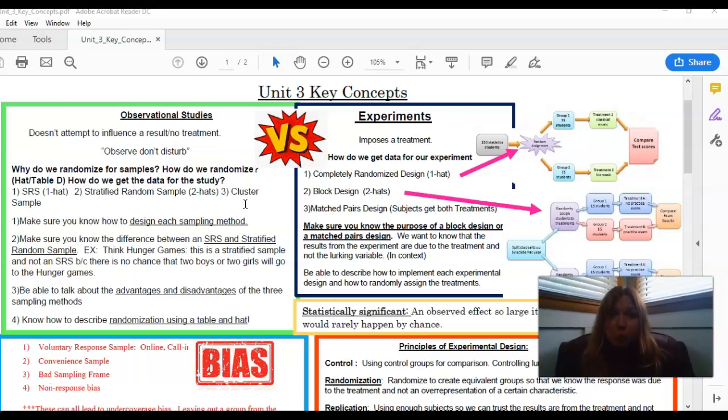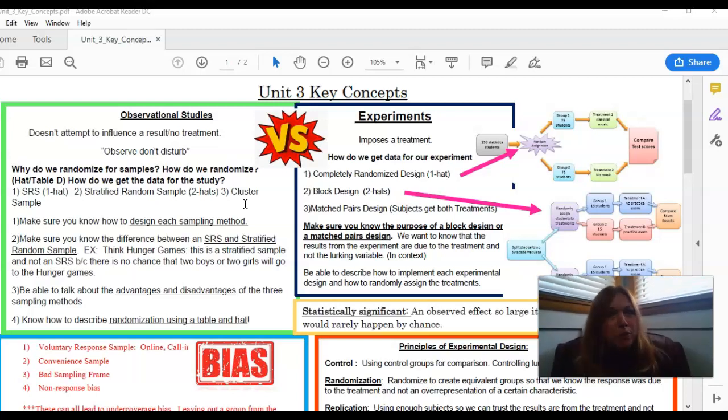An SRS with one hat. That's where I would have everyone in the classroom write their name on the same size sheet of paper. I'd put their names in a hat. I'd shake the hat up, and if I wanted to ask 10 of you, pull out 10 names, okay? That's an SRS. Simple. But is there a chance if I pulled out 10 names, they could be all girls or all boys or mostly girls or mostly boys?